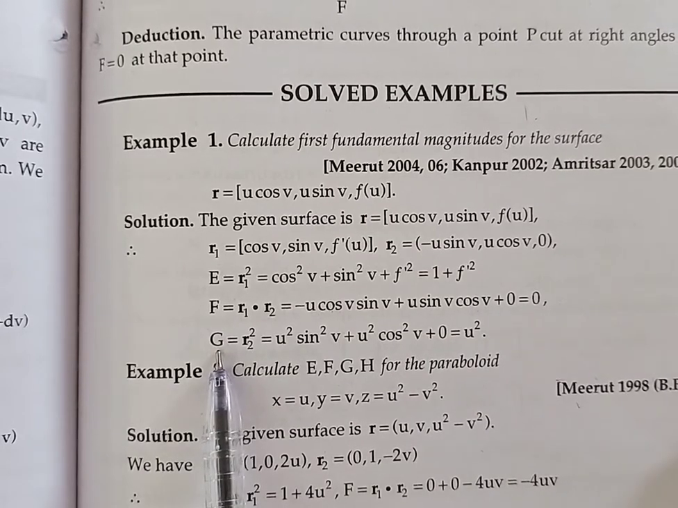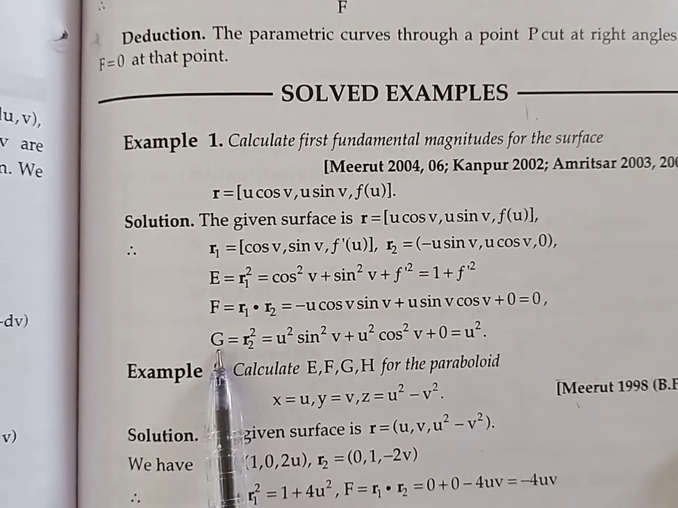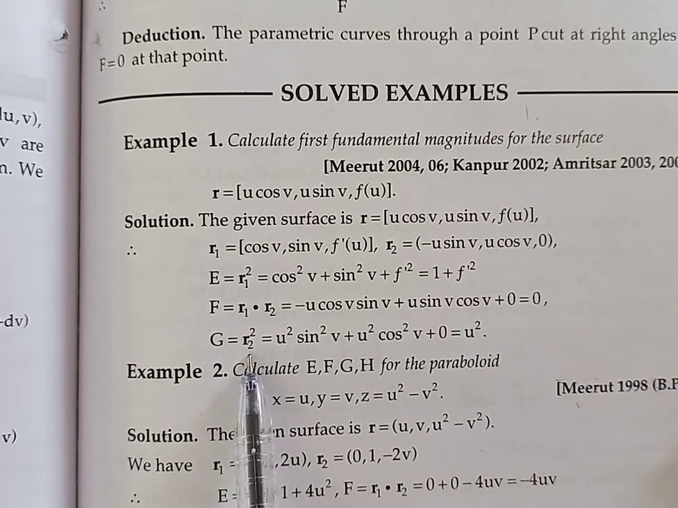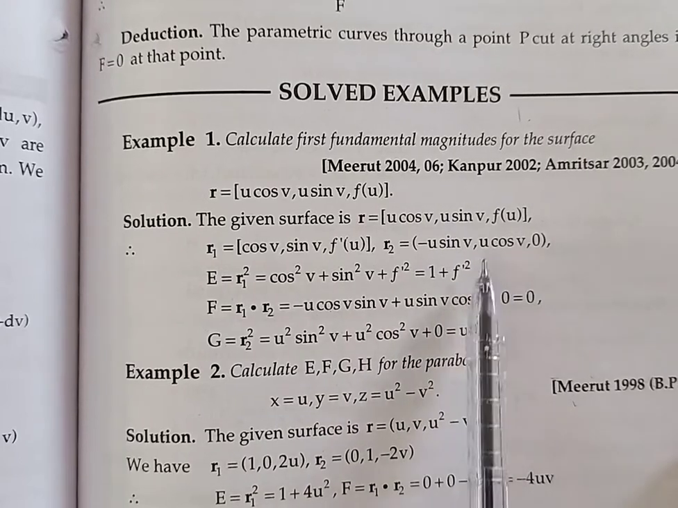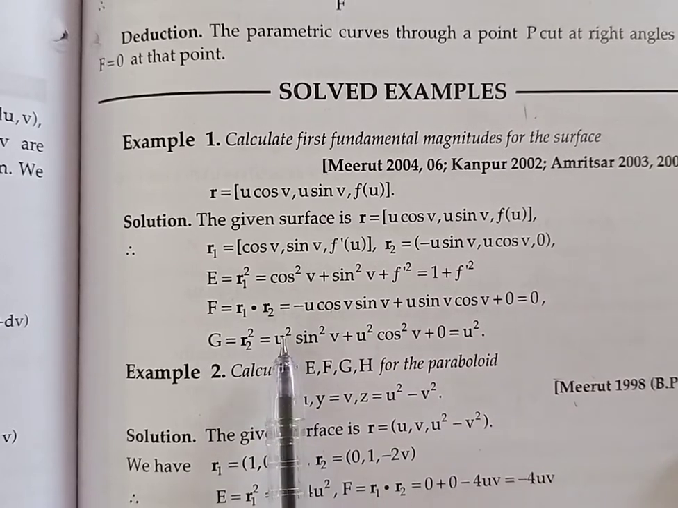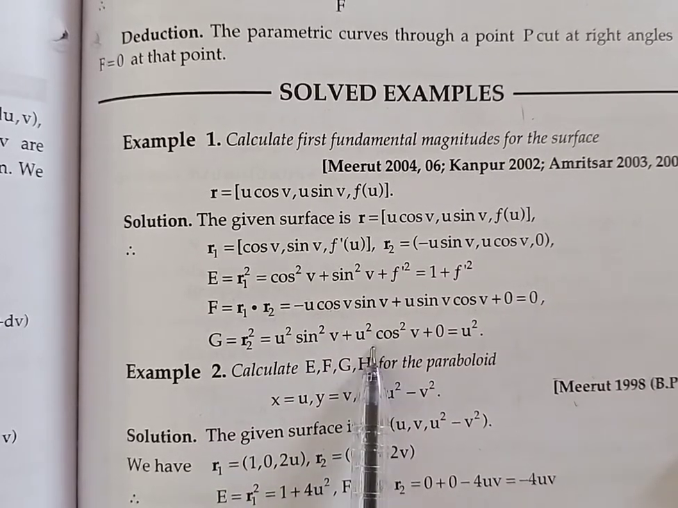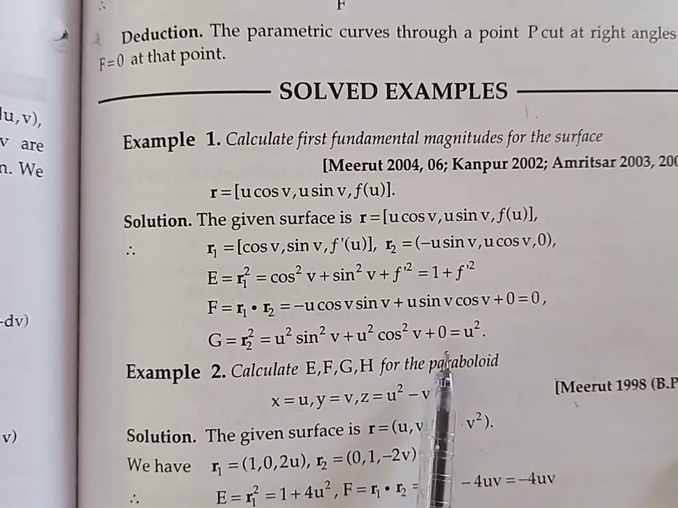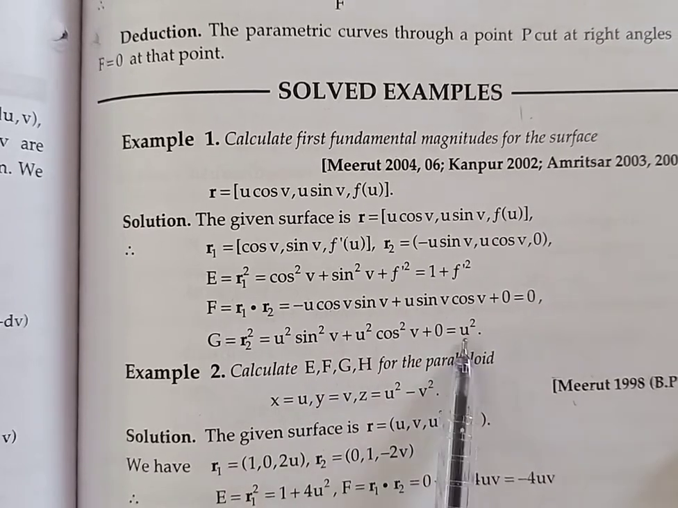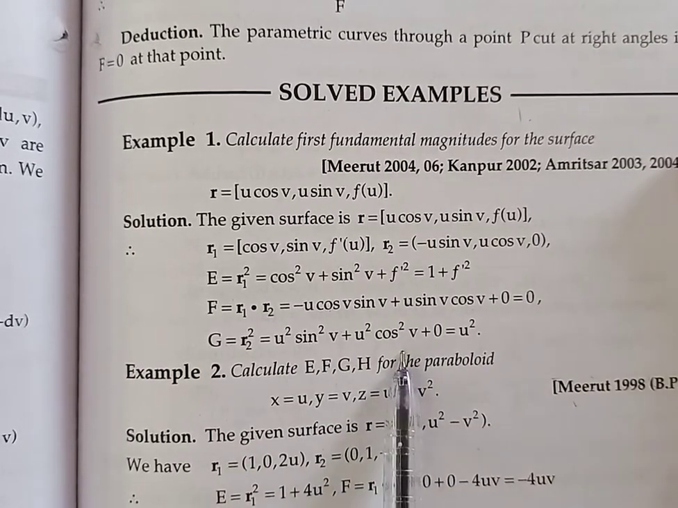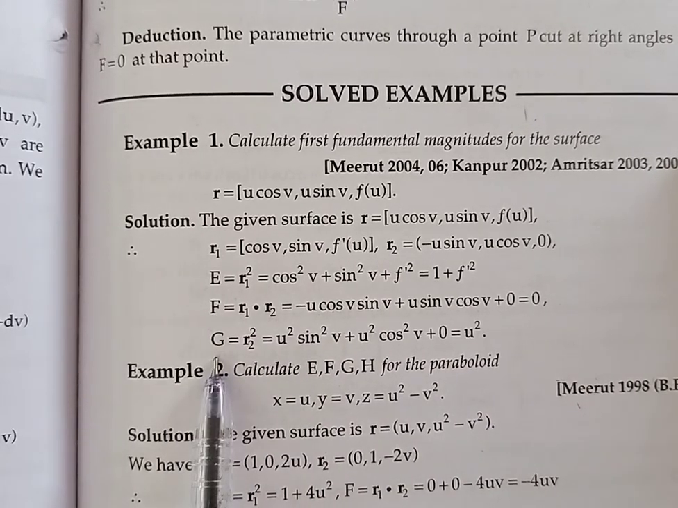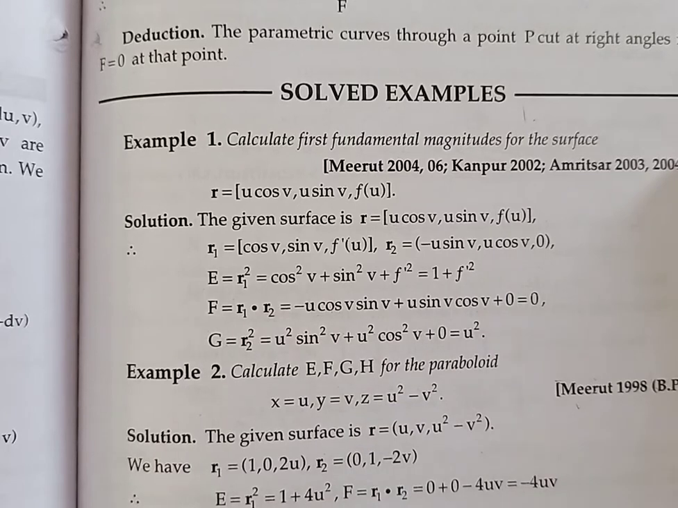Next fundamental magnitude is G, which is given by the dot product of vector r2 with itself. So r2 dot r2 is given by the sum of the squares of these three coefficients. So that will become u square sin square v plus u square cos square v plus 0 from here. That will become u square, because sin square v plus cos square v is 1. So we have obtained E, F and G, which are the first fundamental magnitudes.